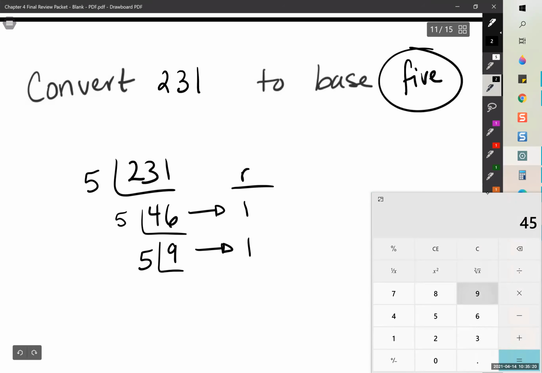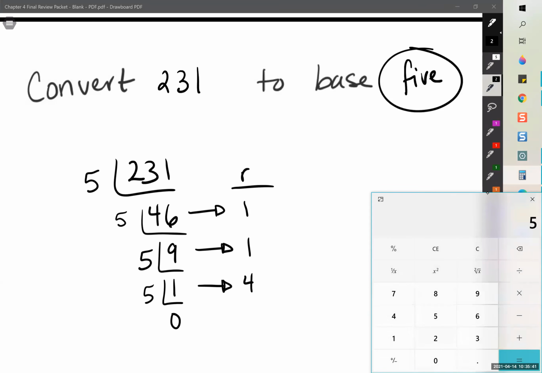5 goes into 9 1 time perfectly with the remainder. So you've got the 1. 5 times 1 is 5, but we wanted to be at 9, so y'all agree the remainder would be 4. Good. 5 goes into 1 0 times perfectly. 0 times 5 is 0. We wanted to be at 1, so our remainder is 1.